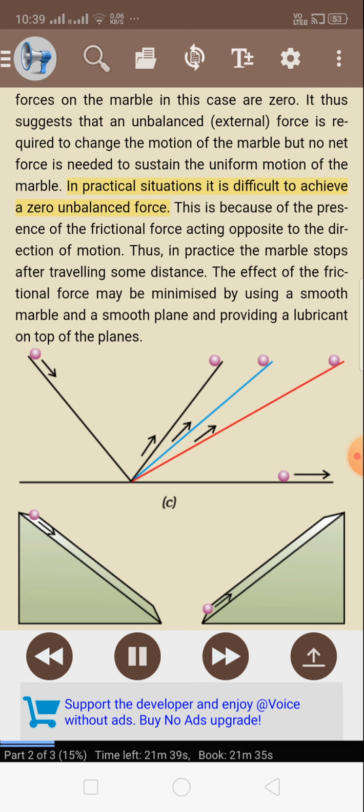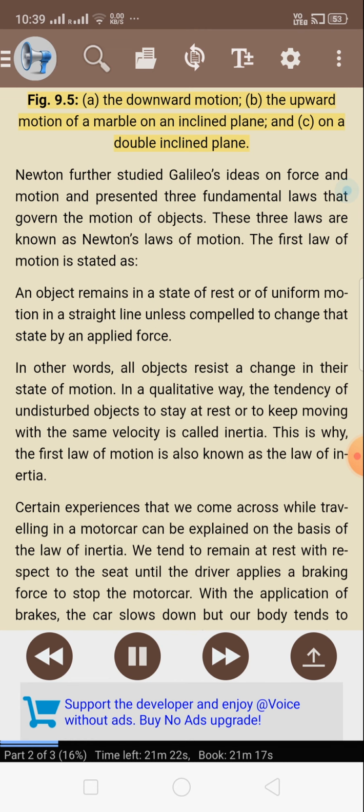In practical situations, it is difficult to achieve a zero unbalanced force. This is because of the presence of the frictional force acting opposite to the direction of motion. Thus, in practice, the marble stops after traveling some distance. The effect of the frictional force may be minimized by using a smooth marble and a smooth plane and providing a lubricant on top of the planes. Figure 9.5: A, the downward motion; B, the upward motion of a marble on an inclined plane; and C, on a double inclined plane.